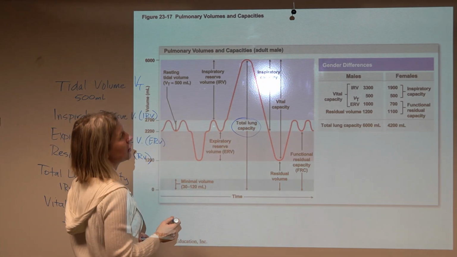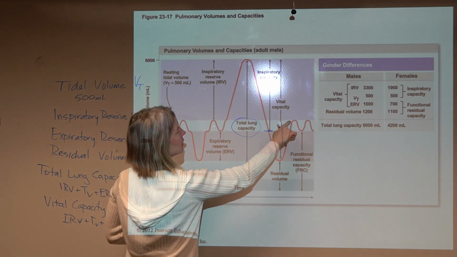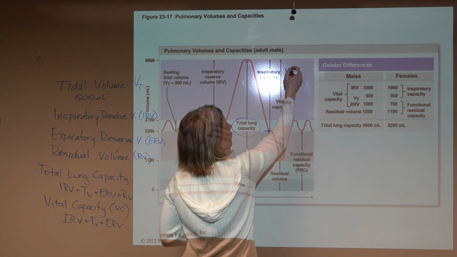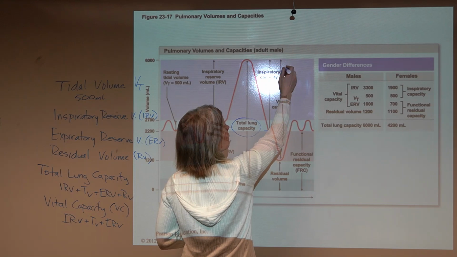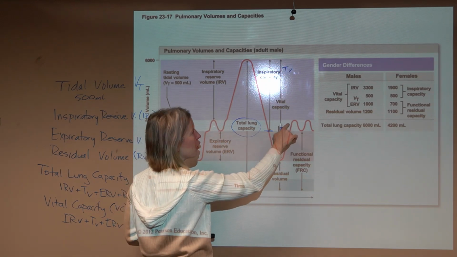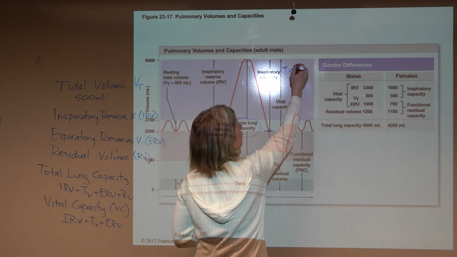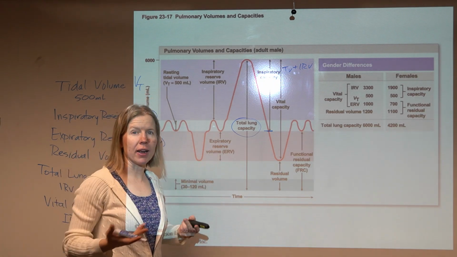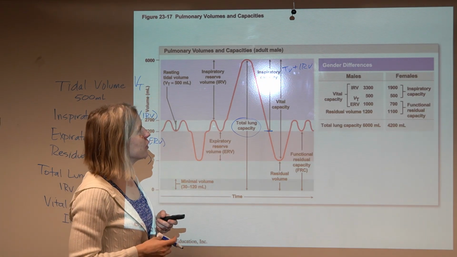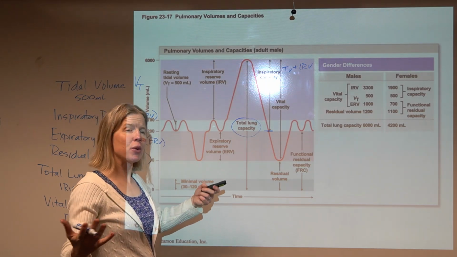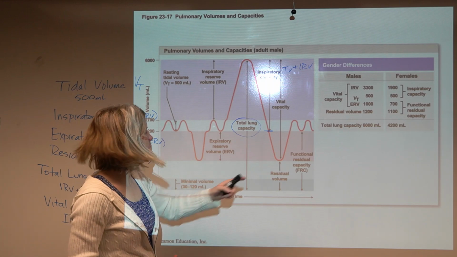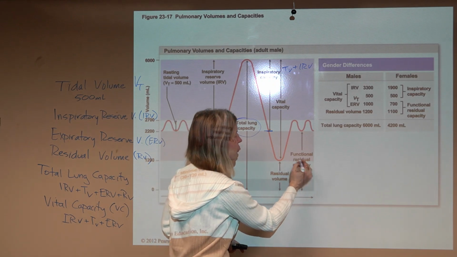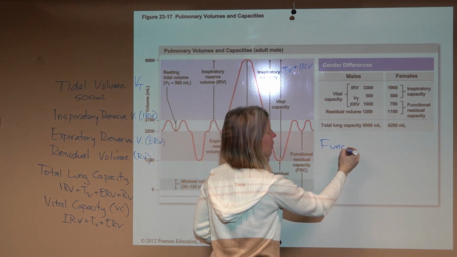Inspiratory capacity. Inspiratory capacity is tidal volume plus inspiratory reserve volume. So a normal inhalation followed by that largest possible inhalation is inspiratory capacity. How much can you inhale? Awesome. Expiratory, functional residual capacity is our final one.